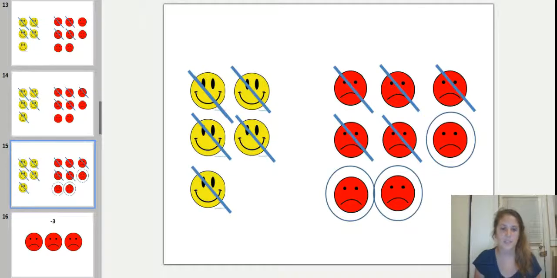And this makes sense. Let's think about it. We got 5 good guys and 8 bad guys. We already know that our answer is going to be negative. Now let's see how much bigger 8 is than 5. How many more bad guys are there? Well, I start at 5, 6, 7, 8. There are 3 more there.